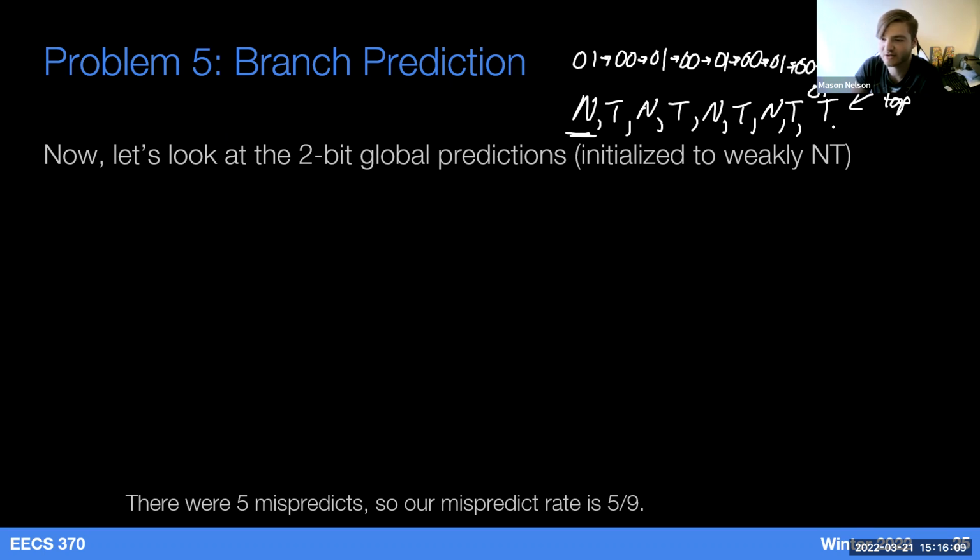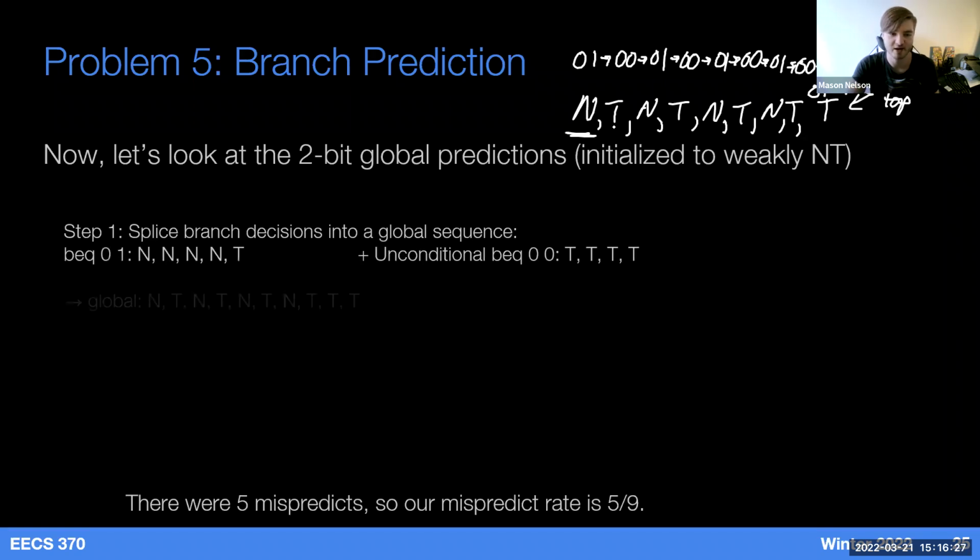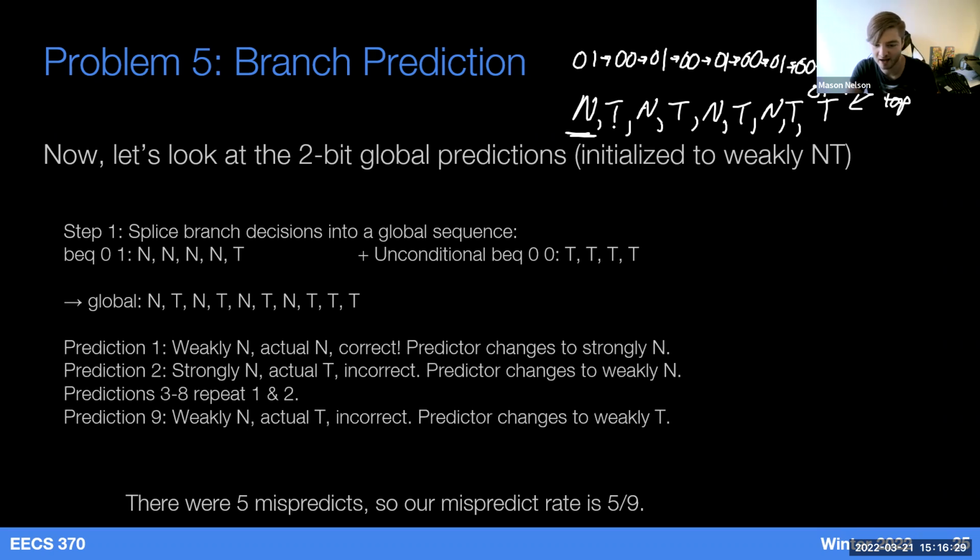Strong. And then the last one would move us to weakly taken, but that's not going to affect the branch. So that means that our 2-bit predictor is ultimately just going to predict not taken every single time. And so we'll mispredict all the taken branches. There are 5 of them. And so that's how we get a mispredict rate of 5 in 9.